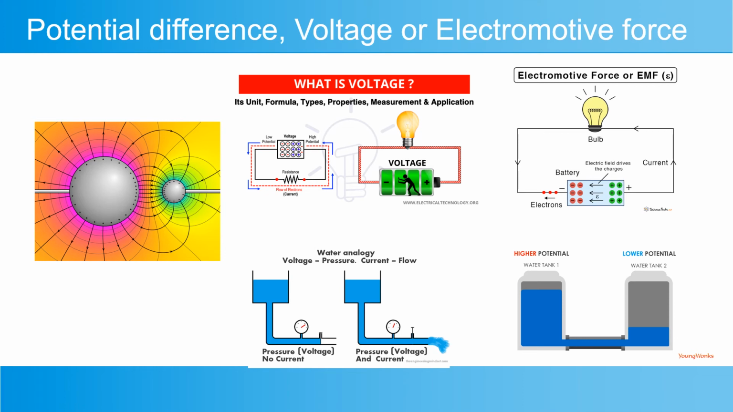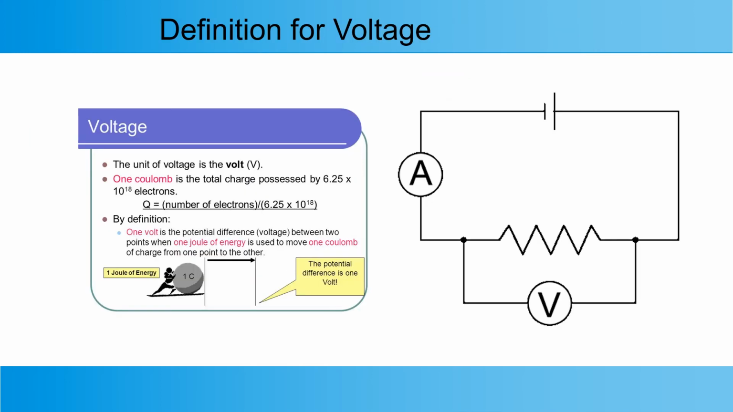Water flows from a place of higher to lower height. Likewise, electric current also flows from the point of higher potential to lower potential. Potential difference is defined as the amount of work done to move one unit of electric charge from one point to another point. Voltage is measured by the unit volt. 1 volt is defined as the potential difference between 2 points when 1 joule of work is done to move 1 coulomb of electric charge from one point to another point.